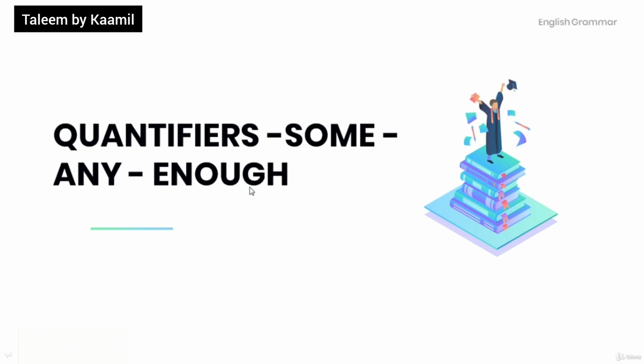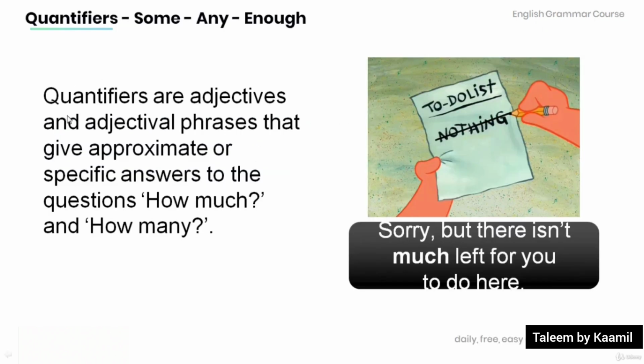Let's get started. Remember that quantifiers are adjectives and adverbial phrases that give approximate or specific answers to the questions how much and how many. Have a look at the example over here. Sorry, but there isn't much left for you to do here. Note that the word much in the sentence is a quantifier, and it tells us how much work is left to do.